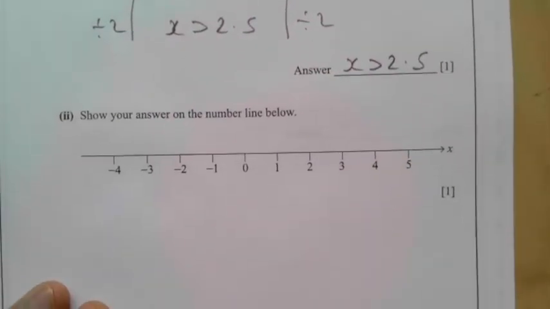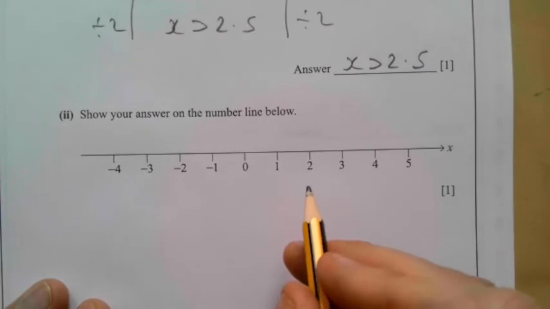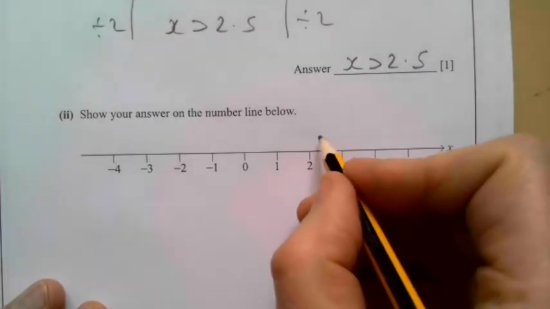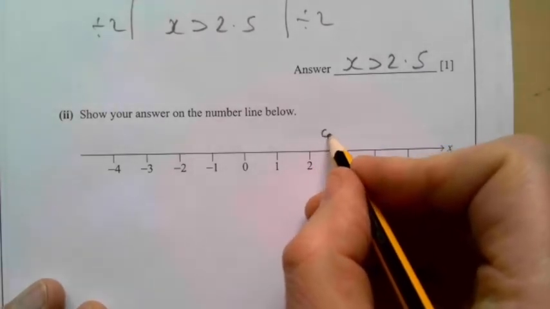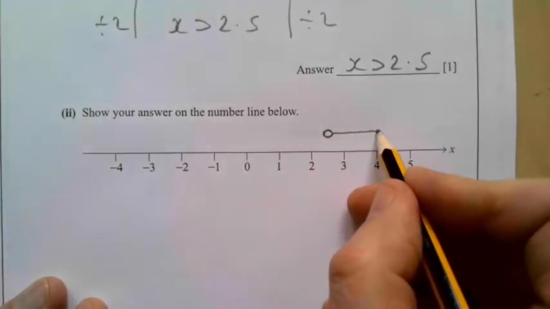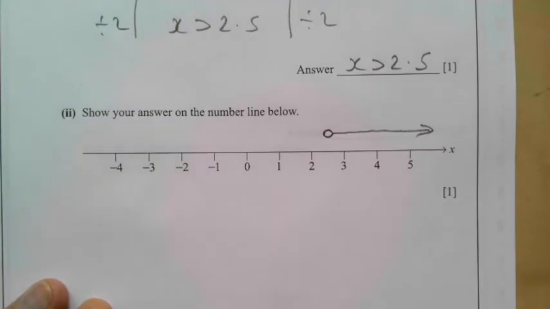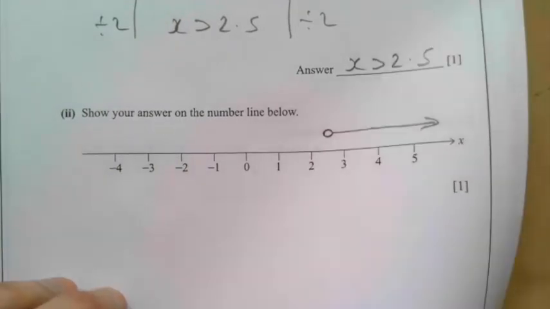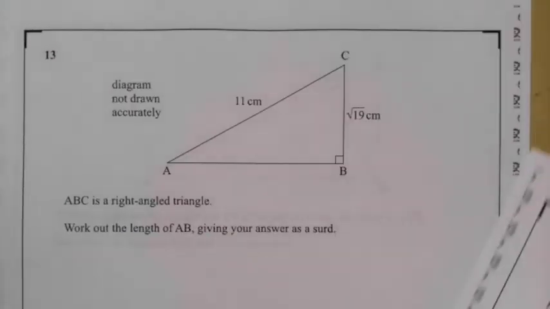Show your answer on the number line below. So I would go then to 2.5. It can't be 2.5, so it has to be one of those open circles that looks like that. And then anything in this direction here then is fine. Question 13.